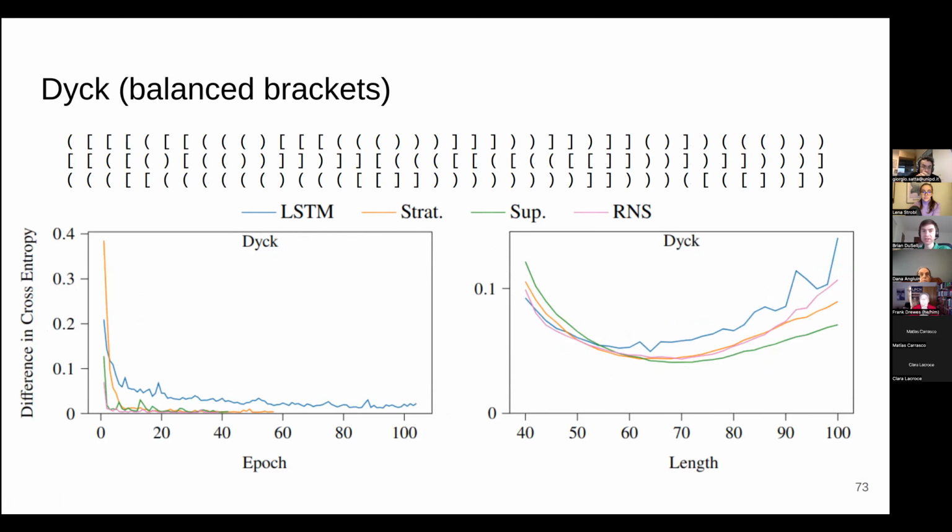Next, we tested on the Dyck language, which is the language of balanced brackets with 2 bracket types. This is another deterministic task, and it turns out to be really, really easy for all of these stack models.